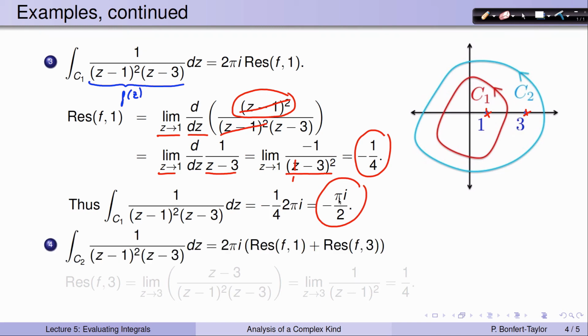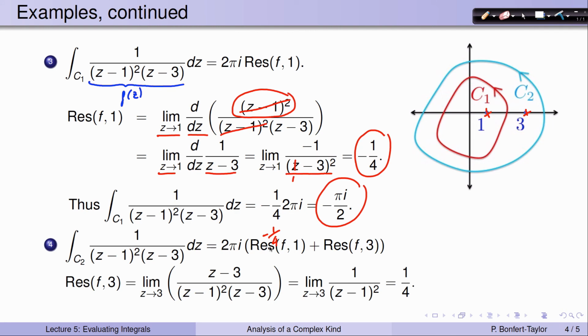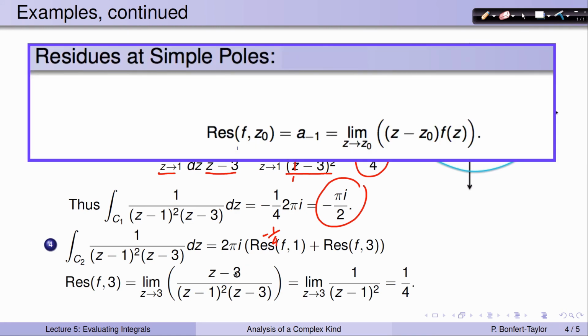Next, let's look at the other curve, the curve C2. This time we need to find the residue of f at 1 and the residue of f at 3 and add the two things up. We already found the residue of f at 1, and that is equal to negative 1/4. Now we need to find the residue of f at 3. We notice that the function has a simple pole at 3, therefore we multiply by z minus 3, and then take the limit as z approaches 3.